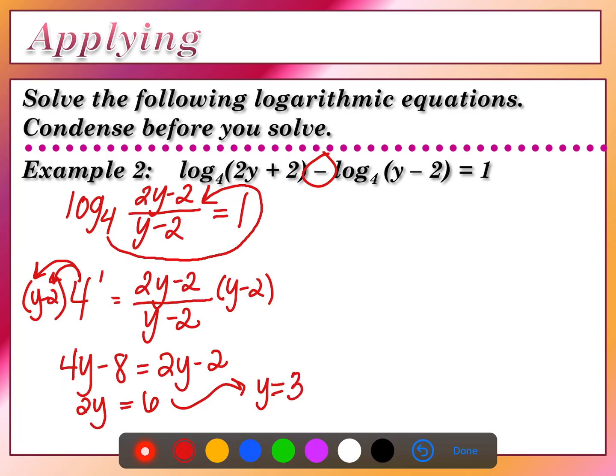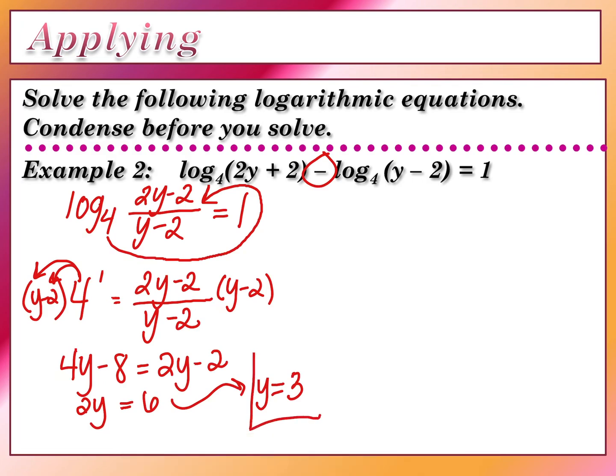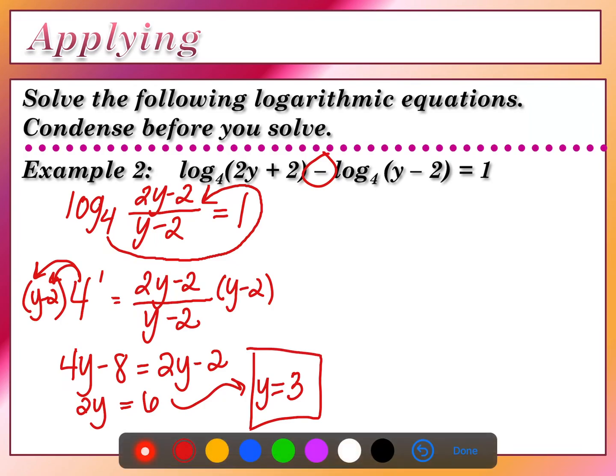Okay, I get y equals 3. Again, check your answer, plug it back into the arguments, and make sure that none of them come out negative or 0. Okay, so this would be log of 4, this would be log of 1. Everything looks to be in order. So y equals 3 is my final answer.